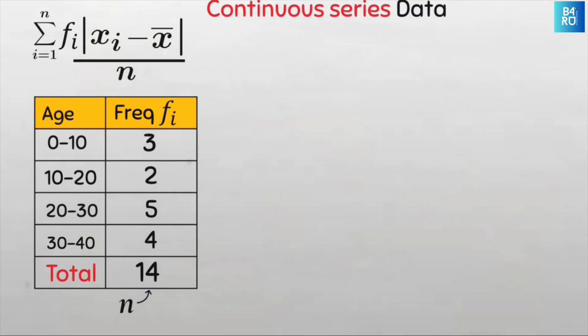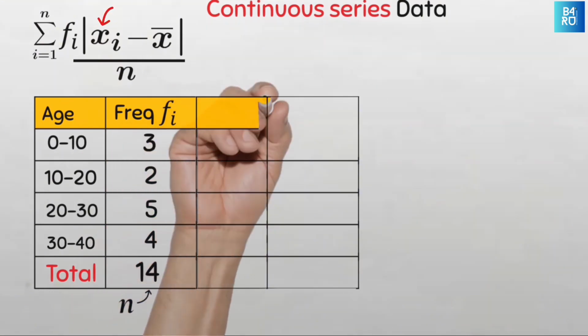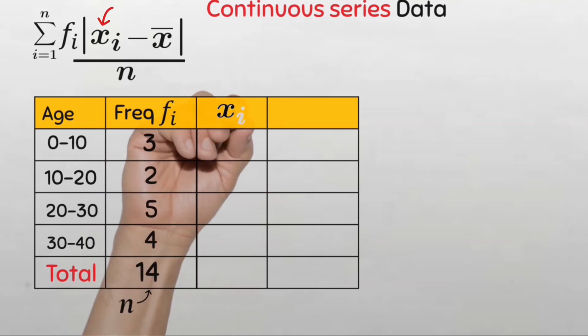In statistics, the actual data values of the variable are usually labeled as x, and our variable here is age. However, unlike individual series data and discrete series data, we don't have information about the actual age of these children. We only have their grouped age. But we will need one value to represent the age of each class. According to the formula, we will use the midpoint of the class interval. So let's create a new column to enter x sub i for each class.